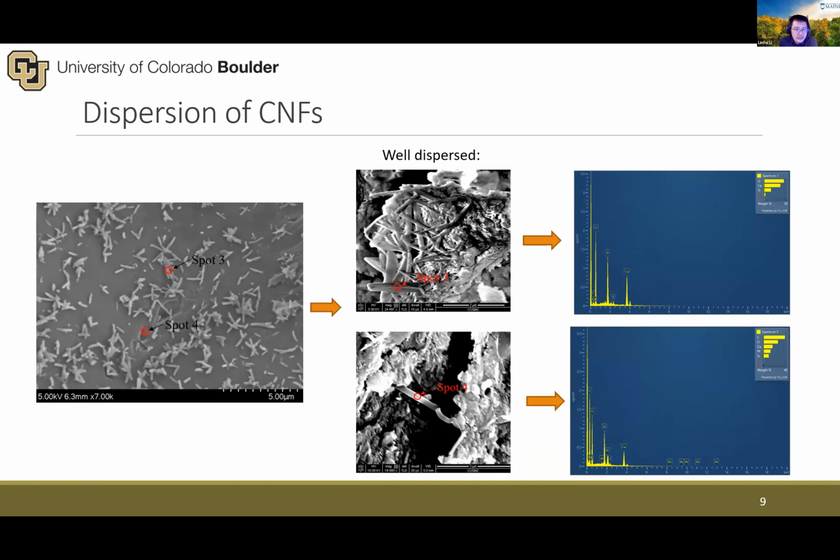And on the other side, I talk about the well dispersion. So we do capture the well dispersed fiber, like the single fiber between the cracks, and also we use EDS analysis to prove what we have found.